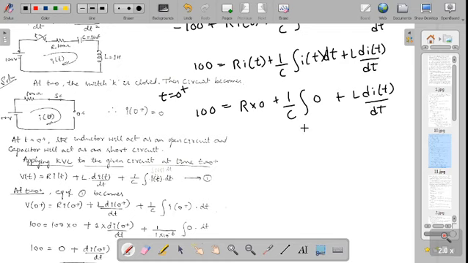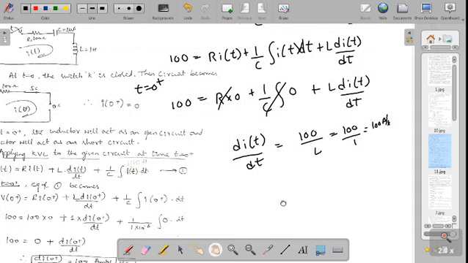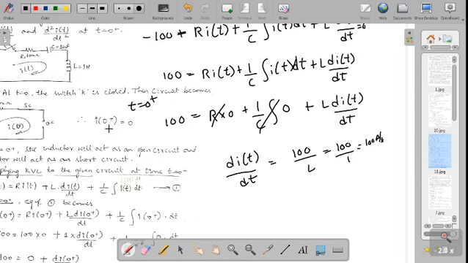So these two terms get cancelled, so di by dt will be equal to 100 divided by L. The value of L is given as 1 Henry, so it is 100 by 1, so it is 100 amps per second. So we found out two quantities: one is I, and next is the first derivative of I, that is 100 amperes per second.